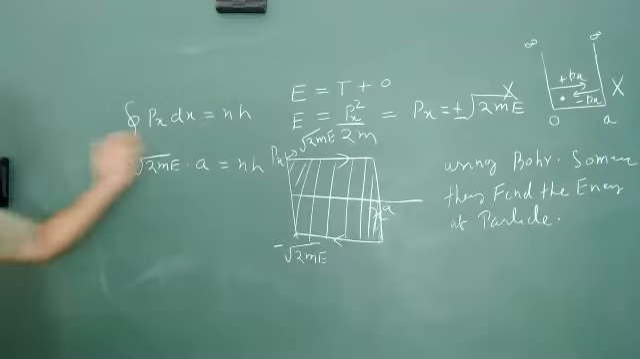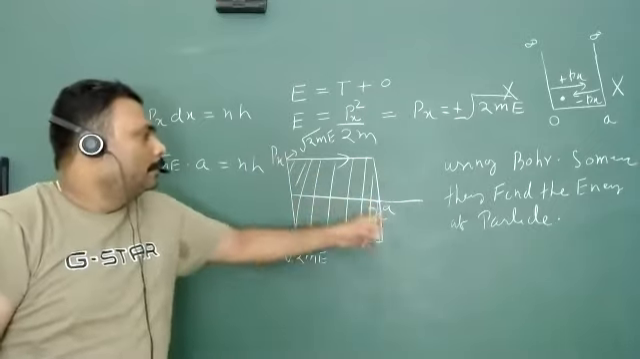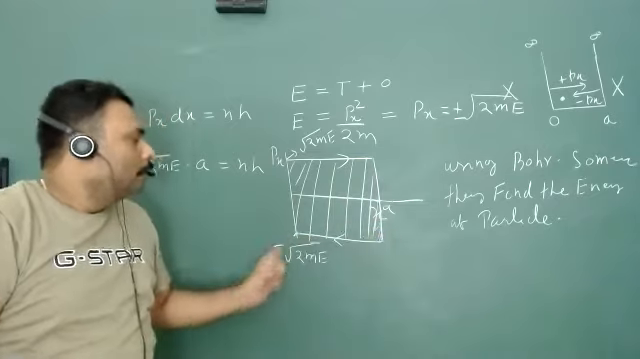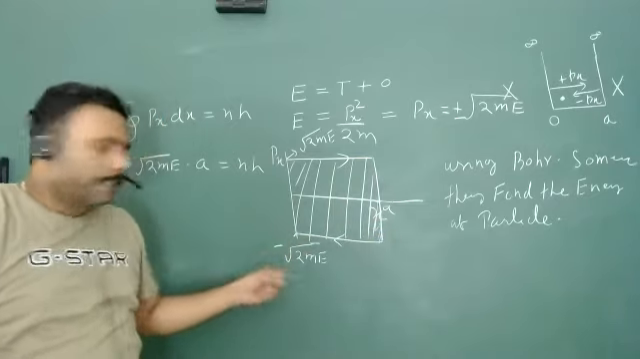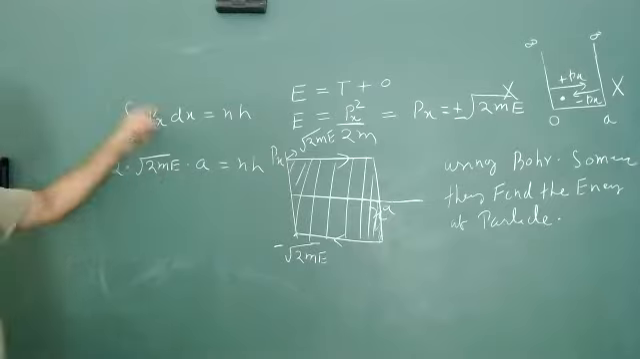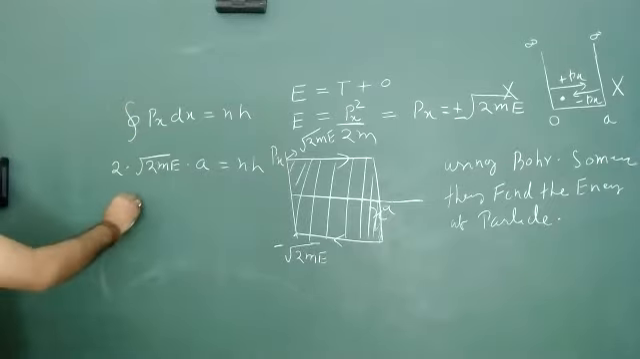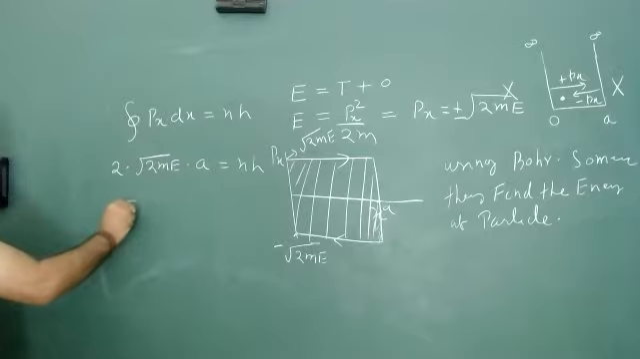If you want, you can also do it by the integration method: 0 to a of root 2mE, and a to 0 with the negative sign, and you will get the same answer. Don't worry. Because you have to go around the closed curve. Now from here, you can square both sides and get E.